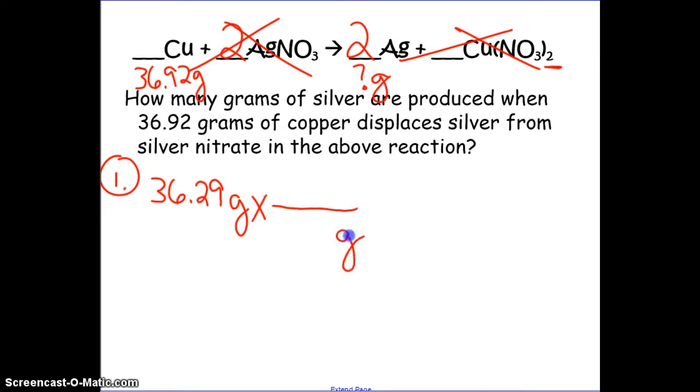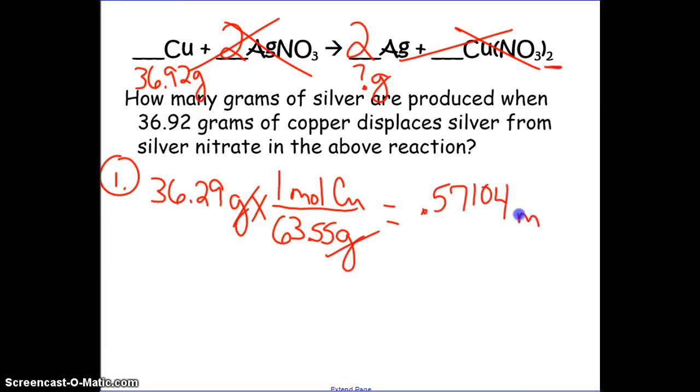So grams will go on bottom. Need the molar mass of copper, which is 63.55. And that's equal to 1 mole of copper on top. Okay, so you're crossing out your grams. So it's 36.29 divided by 63.55. And that gives you 0.57104. There you go. All right, and that's moles of Cu. Okay, so we took it to the mole. Now we've got to do our mole ratio step.